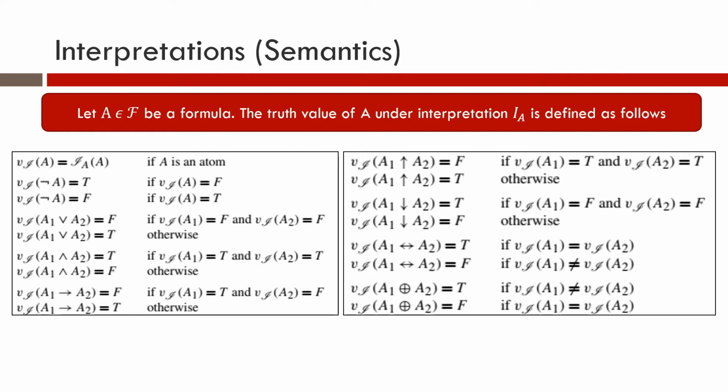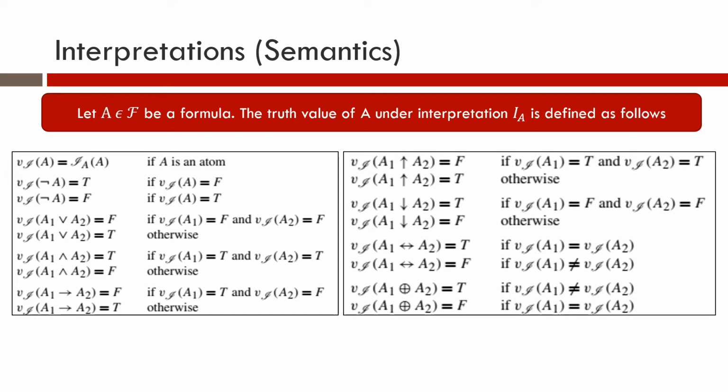Okay, now if the formula is negation A, the truth value of negation A will be true if the value that is assigned to A under interpretation I is false. That is, if A is false, negation A will be true. Same way, if A is having the truth value true, the formula negation A will be having the truth value false. Now we will see what will be the truth values when each of the binary operators are used.